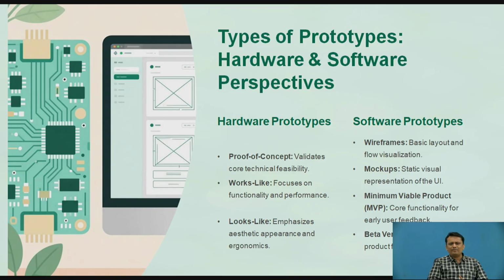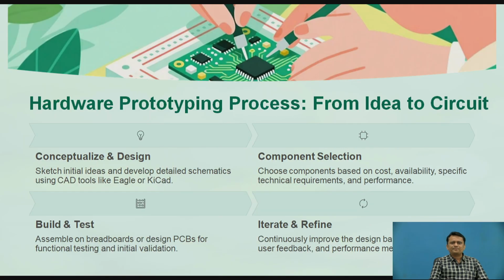In hardware prototypes, you can go for proof of concept, which validates the core concept, the technicality aspect, as well as the feasibility aspect. Works-like and looks-like types of prototypes can be created. And in software prototypes, you can have wireframes, mock-ups, minimum viable products, and beta versions of the different software. These come under the software prototype.